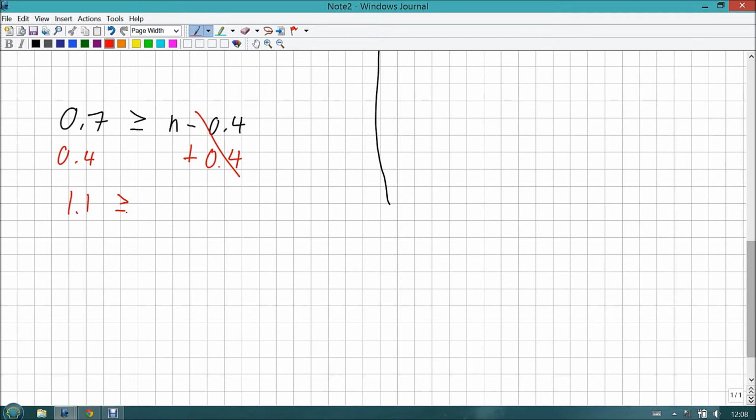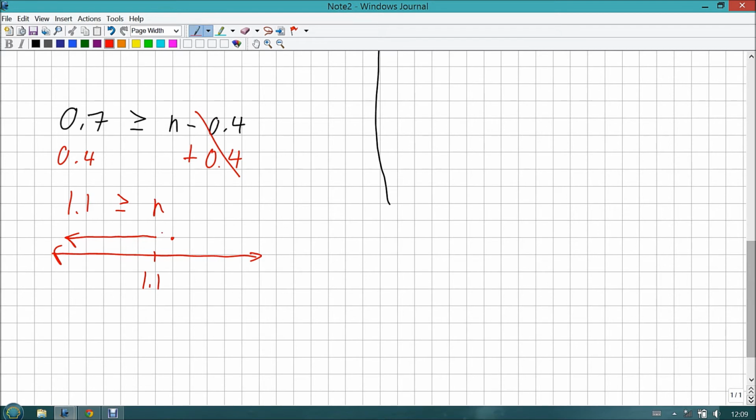So we have 1.1 is greater than or equal to n. And again, gotta graph it, so we put our little number line here. We put 1.1 in the middle, and we say to ourselves, okay, is 2 greater than 1.1? We're like, yes. Is 1.1 greater than or equal to 2? We would say no. So I know I'm going to go away from that point.